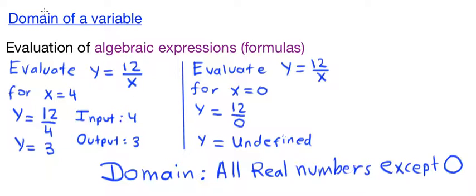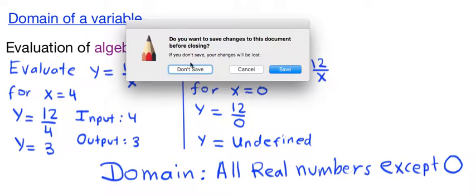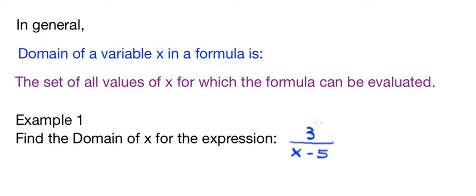Now let's generalize this idea. Let's think of this in general. So let's go to the next page. In general, the domain of a variable x in a formula is the set of all values of x for which the formula can be evaluated. To put it simply, the set of all good inputs for the formula.